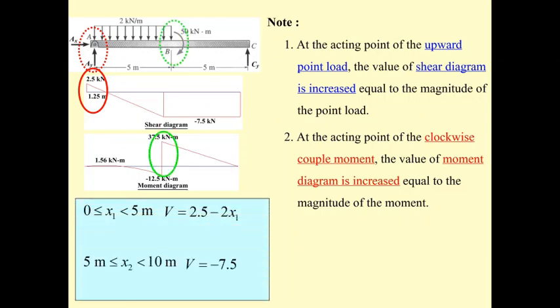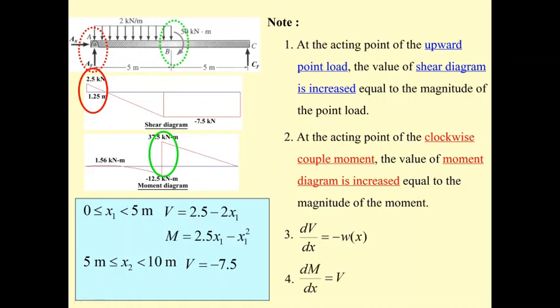And if you further consider, you may see that the first term, dV by dx1, if we differentiate this with respect to x1, it's going to be minus 2. Minus 2 is minus the uniformly distributed load. And if you differentiate this, it's going to be 0. So that means there is no uniformly distributed load between B and C.